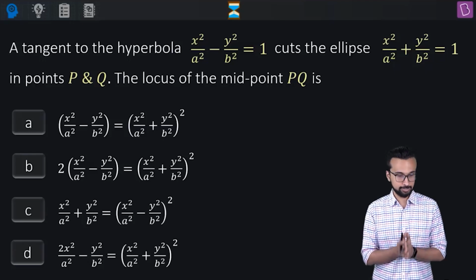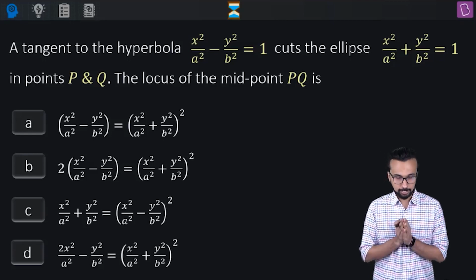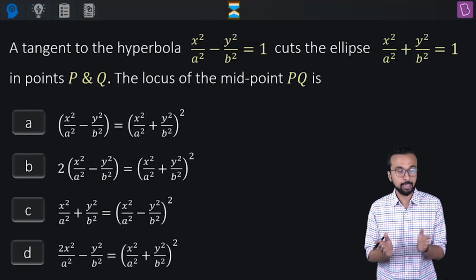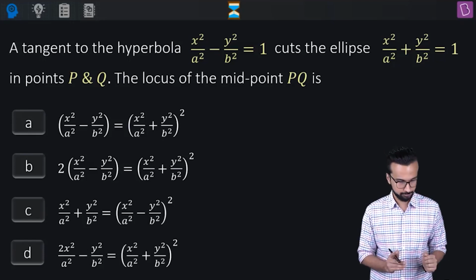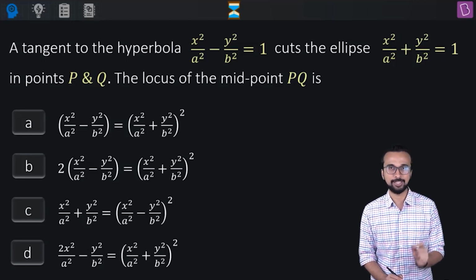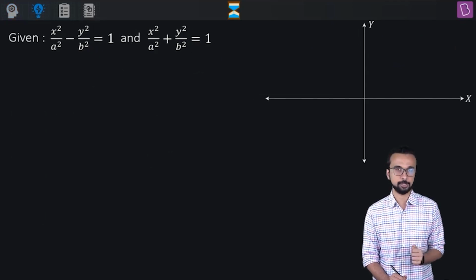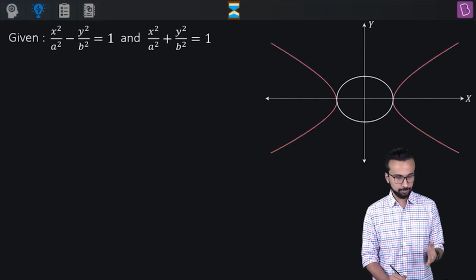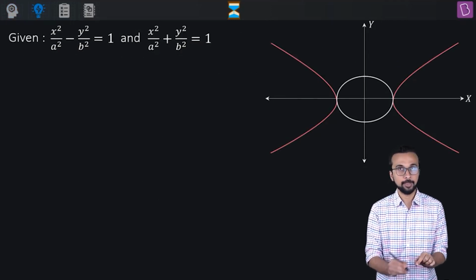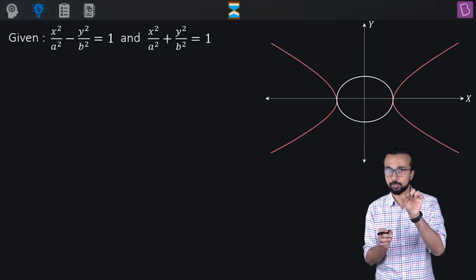A tangent to the hyperbola x square by a square minus y square by b square equal to 1 cuts the ellipse x square by a square plus y square by b square equal to 1 at points P and Q. We have to find the locus of the midpoint of PQ. Let's begin. We are given that a tangent of this hyperbola cuts through this ellipse at 2 points P and Q, and we have to find the locus of their midpoints.